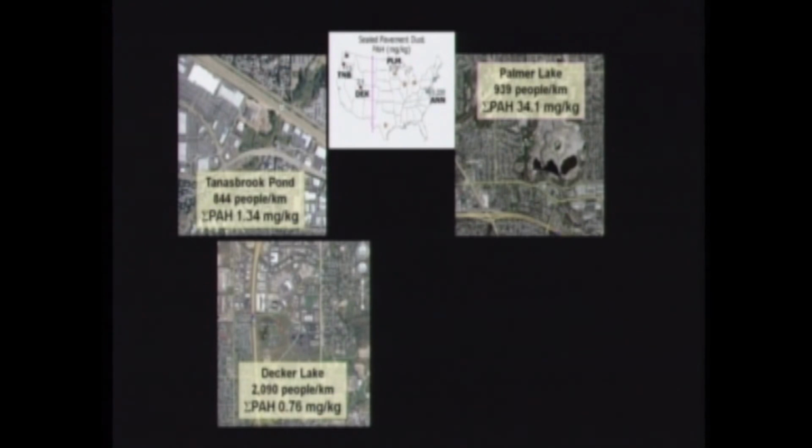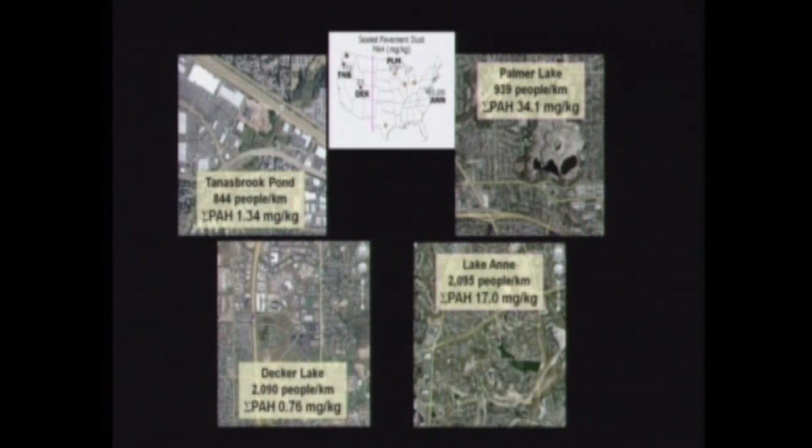Here's Decker Lake. This is in Salt Lake City, not known for the best air quality in the world. It's got a major interstate running through the watershed, very dense, about 2,000 people per kilometer, PAH concentrations of less than 1. Lake Ann in Reston, Virginia, similar population density and about 23 times higher PAH concentrations. So the evidence is that it's not just urban density, and it seems to really jive with the results that we've gotten from this modeling.